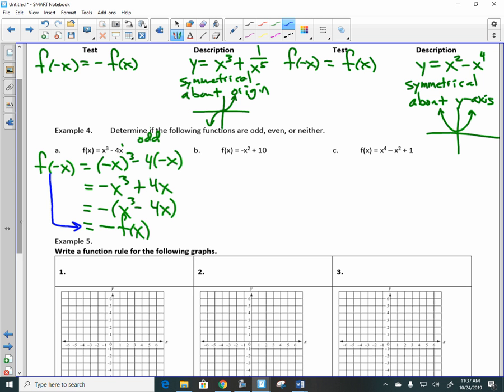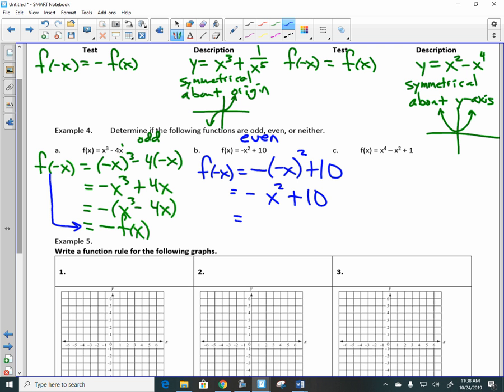Next one, odd, even, or neither. What do you think? It is even because it's 10x to the 0 power, because anything to the 0 power is 1. So you have 10 times 1 is 10. So it's x to the 0 on the end there. So this is even. We will show that it's even by plugging in negative x. When I plug in negative x, I get negative parentheses negative x squared plus 10. Sometimes people say, oh, 2 negatives cancel, make a positive. Can't do that yet. You first must square it. What's negative x squared? X squared. Then make it negative. I get negative x squared plus 10.